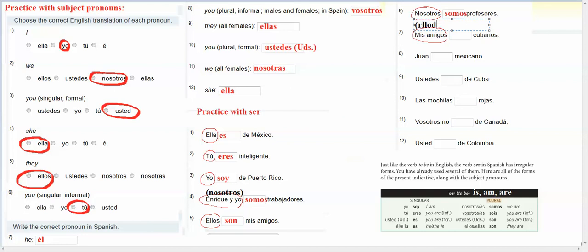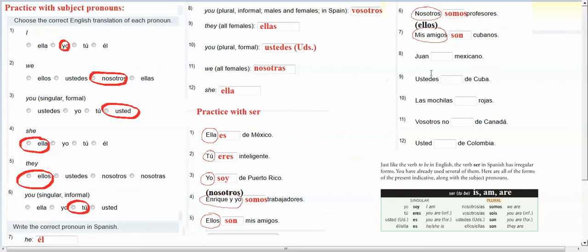So I'm going to put ellos. Well, I can't type today. Ellos. Okay, then if I scroll down here, here's ellos. Then son would be the spelling of ser that I would want. I'm typing terribly.